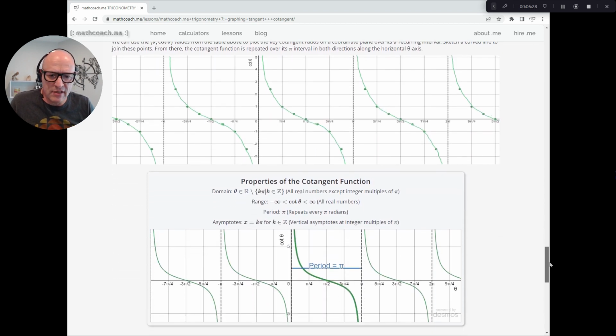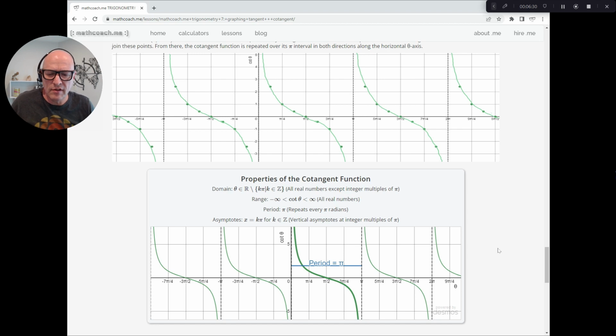Some properties of the cotangent function. The asymptotes, once again, are at every integer increment of pi. So they're at 0, pi, 2 pi, 3 pi, and so on in that direction, and negative pi, negative 2 pi, negative 3 pi in the other direction. You start with your asymptotes to define the limits of your cotangent function.